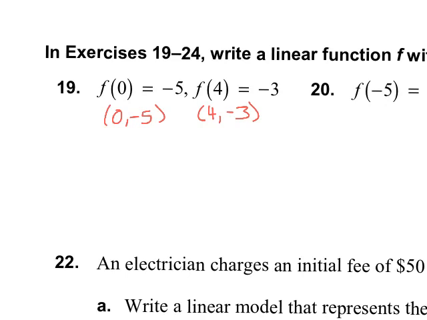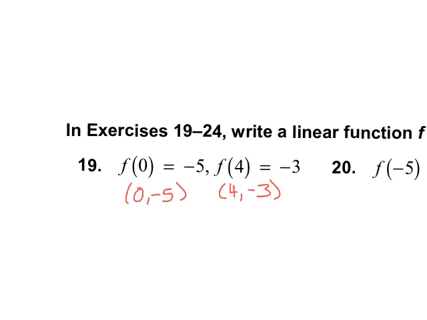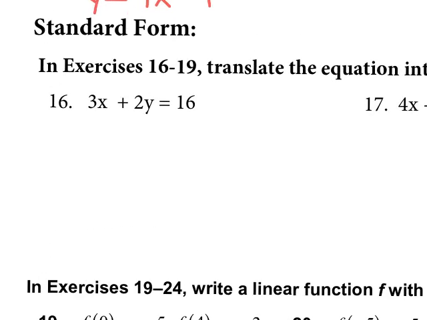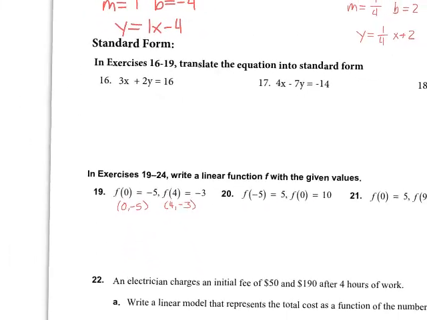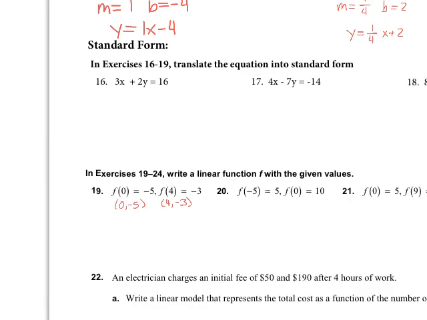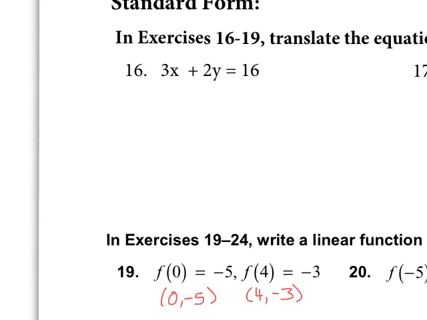All right, so two big skills today. Can you write an equation given a variety of information? Okay. And then second big skill of the day. Can you translate into slope-intercept form from standard form? So that's what 16, 17, and 18 are. Okay. So let's look at 16.